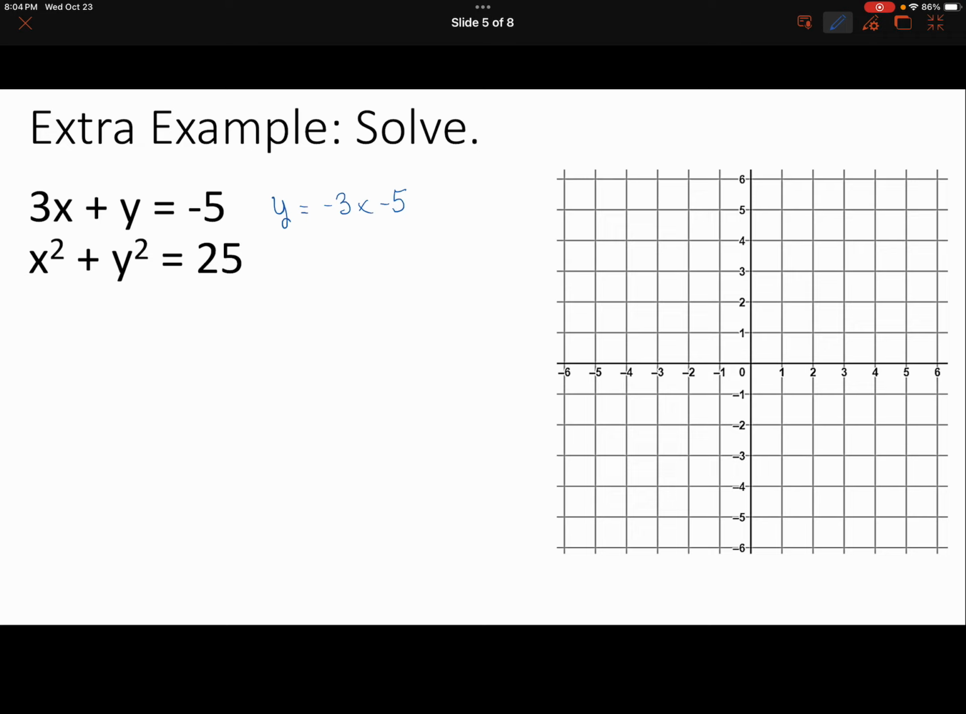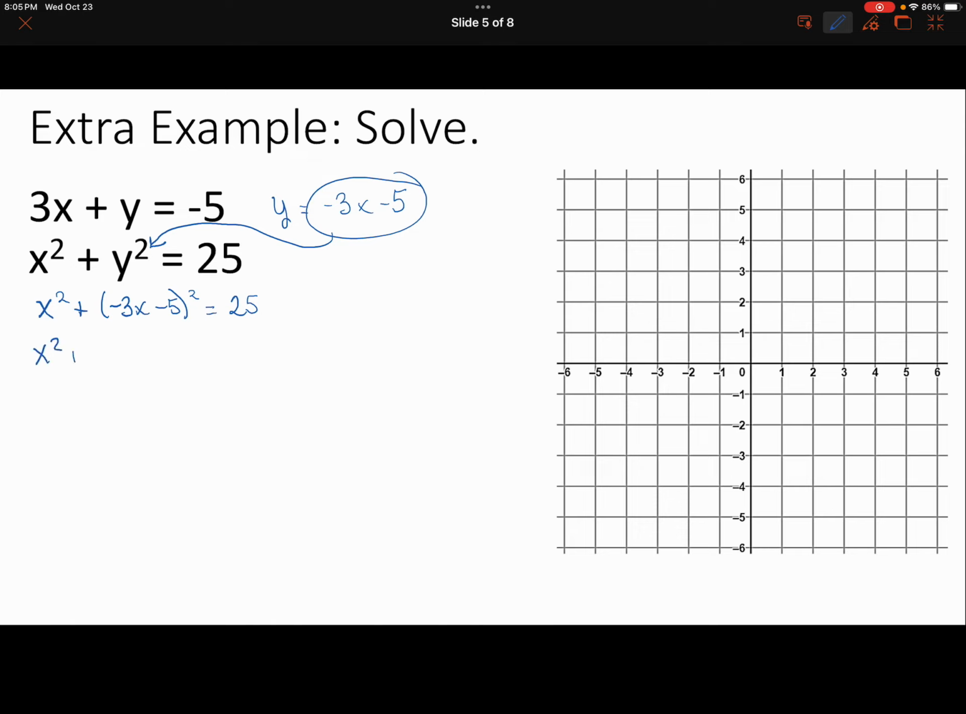So one of the ways to do that is to solve your linear equation for y, and then substitute your negative 3x minus 5 in for the y value of your y squared term. So x squared plus this negative 3x minus 5 squared is now equal to 25.